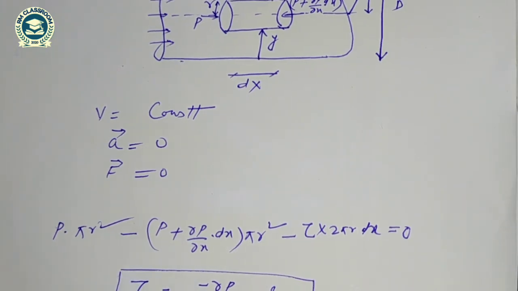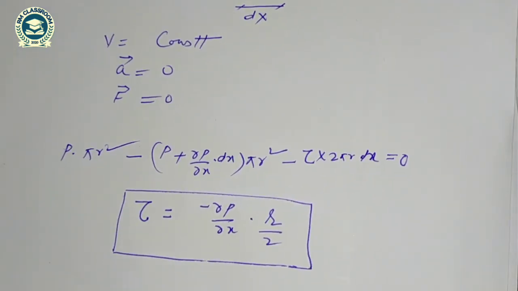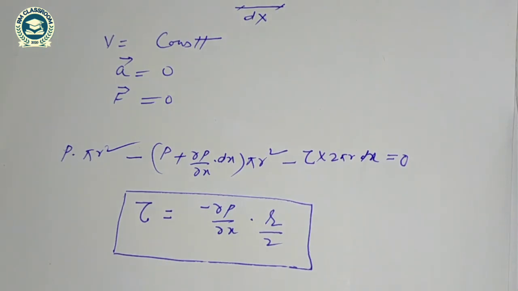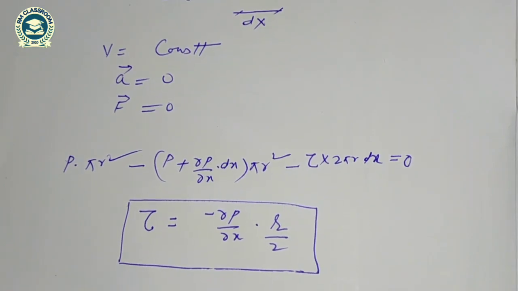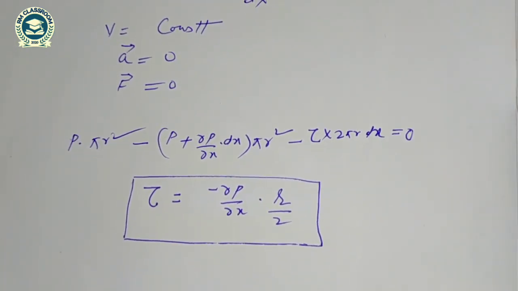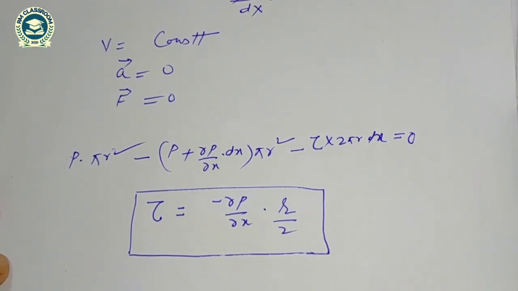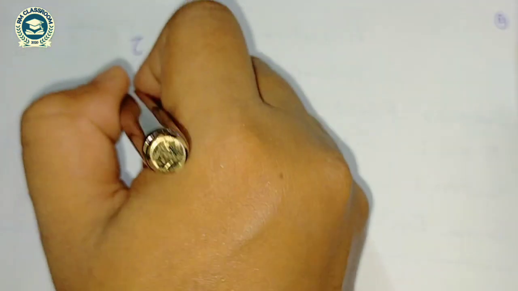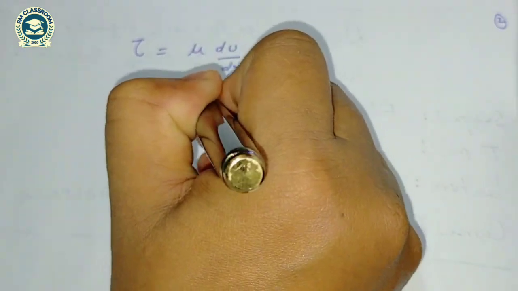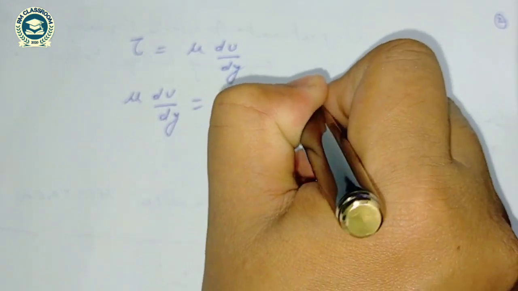With the help of this expression we can say that the distribution of shear stress is once again linear. When r is equal to 0, at the center line, the shear stress is 0, and when small r tends to capital R, at the boundary of the pipe, the shear stress is maximum. With the help of Newton's law of viscosity we can write tau is equal to mu du by dy, or mu du by dy is equal to minus del p by del x into r by 2.